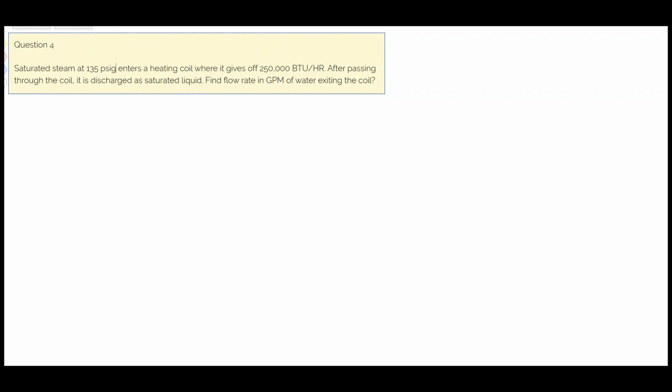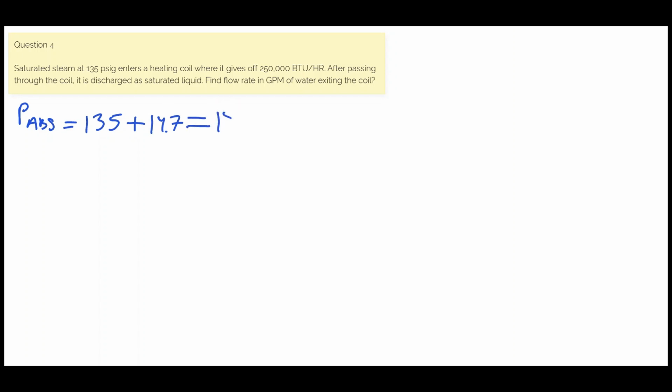So, in order to solve this question, we gotta find the absolute pressure of steam. In order to do that, we have to add atmospheric pressure to our gauge pressure. It's 14.7 for atmosphere. I usually like to round this off to 15 just to keep it simple. So final absolute pressure is 150 psi.